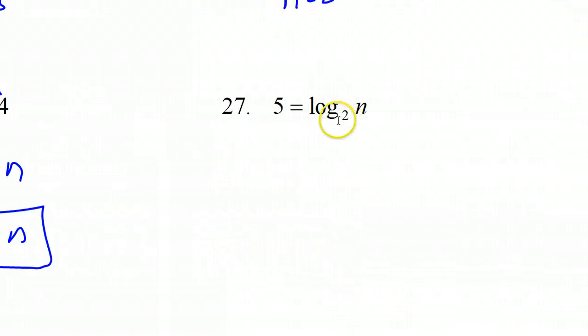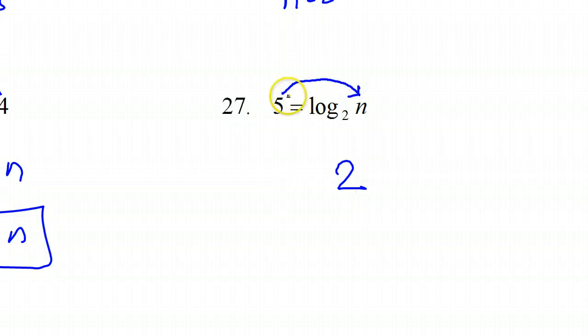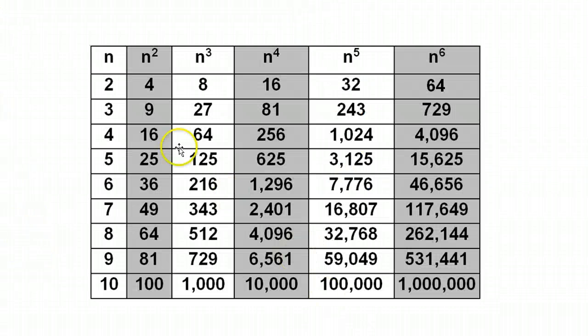So this one, 2 is your base. Always start with your base. Drop your base down. Now these two guys are basically going to switch sides. So this will be 2 to the 5th power is equal to n. 2 to the 5th power. So n is equal to 32.